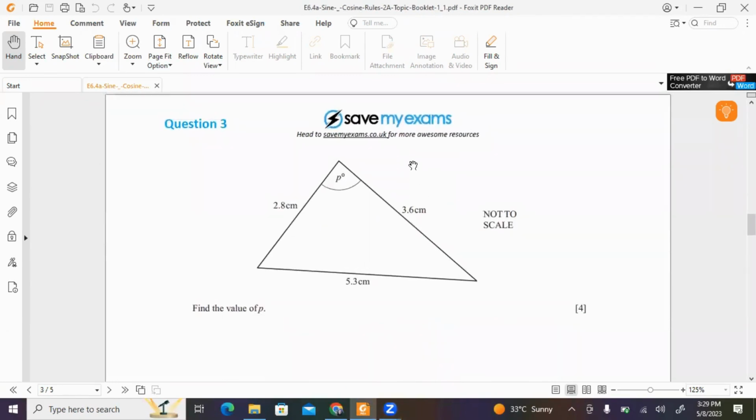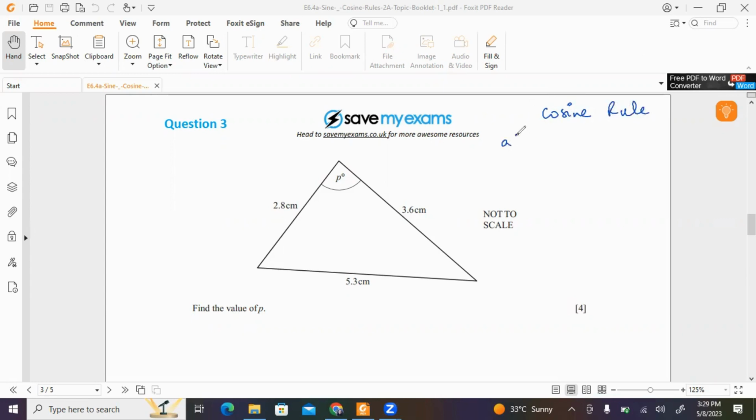Now in question 3, what we have is three lengths, and we have to find the value of an unknown angle. We don't have either of the angles in this case actually. So if we notice, it doesn't qualify for the sine rule. So if the triangle doesn't qualify for the sine rule, automatically you go to the cosine rule.